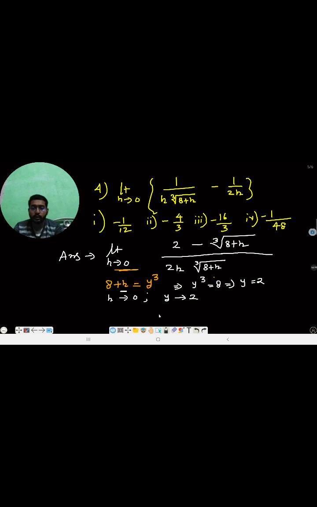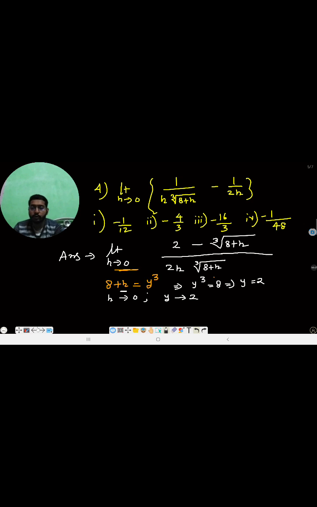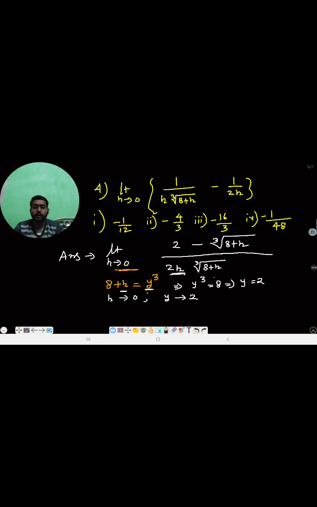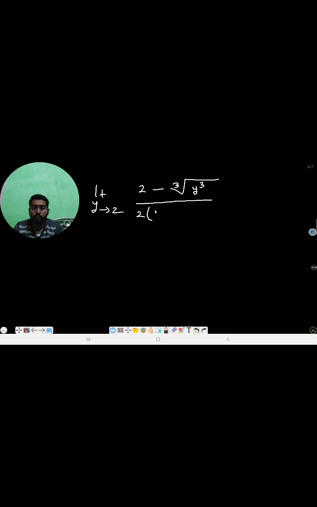Now we'll substitute that one. That will become limit y tends to 2, 2 minus cube root of 8 plus h, and we have taken 8 plus h as y cube. So that will become cube root of y cube divided by 2 into h. Now from here again we can find the value of h. So what will be the value of h? Here h will be y cube minus 8. So in the denominator it will be 2 into y cube minus 8, and then it is cube root of y cube. Now cube root of y cube, what will be the value?